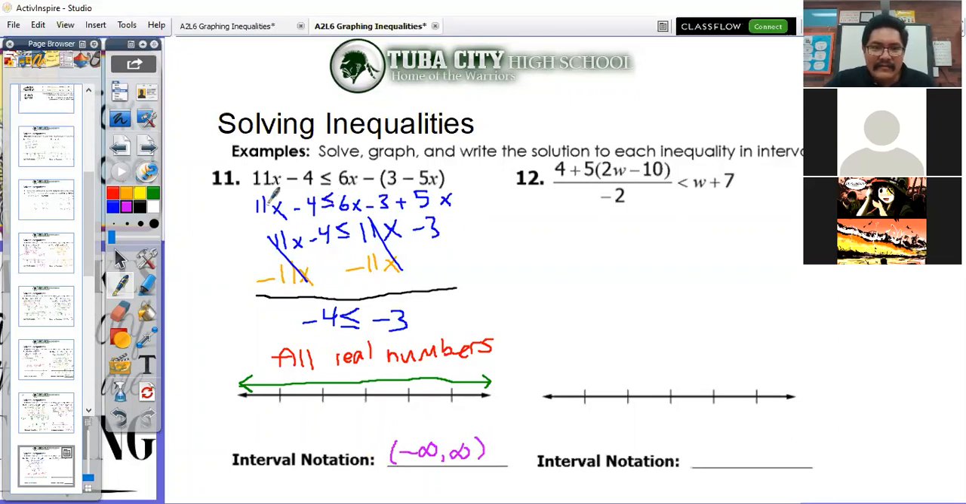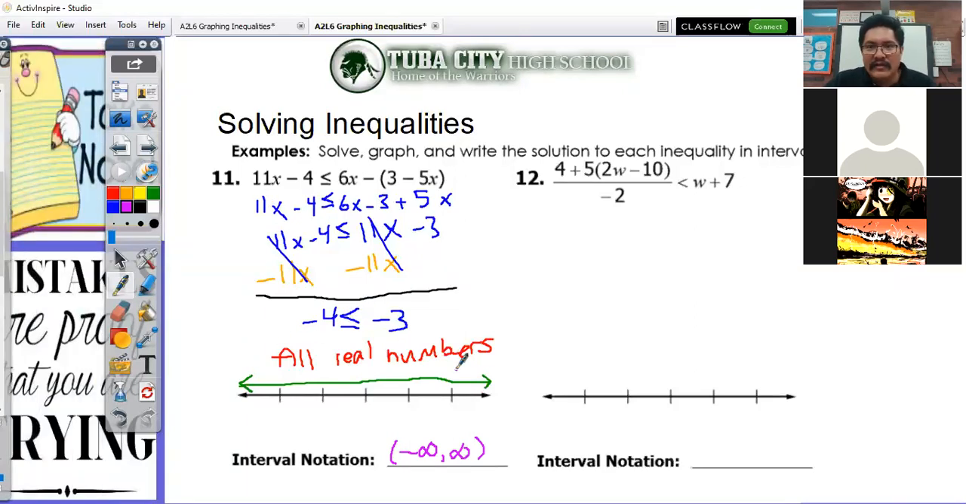Anyway, so if it's all real numbers, that means everything from negative infinity to positive infinity. Everything is a solution. Anything you can think of is always going to make it true. No matter what I put in there, once I evaluate it, that mouth is always going to open towards the bigger number.